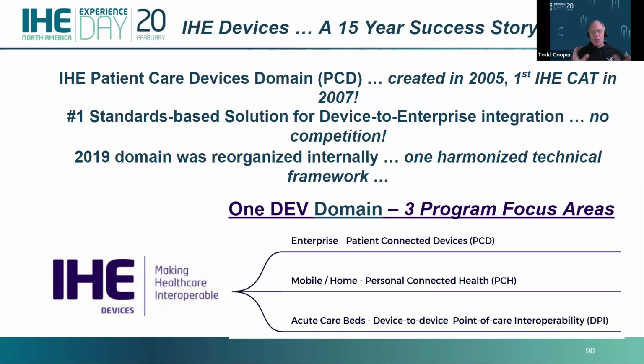And then in 2019, though, we reorganized the domain internally. Externally, it looks the same, but we have one harmonized technical framework. But with IHE devices, we have 3 program focus areas now. So PCD is still the PCD program that it's always been, but we also brought in PCH for mobile and home applications and acute care beds, device to device point of care interoperability, DPI. So what I'm going to focus on today is the DPI stuff. And then Monroe will come and really give you a good overview on PCD and I think PCH a bit too. So next slide.